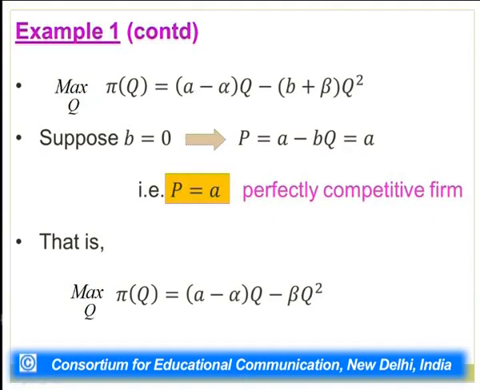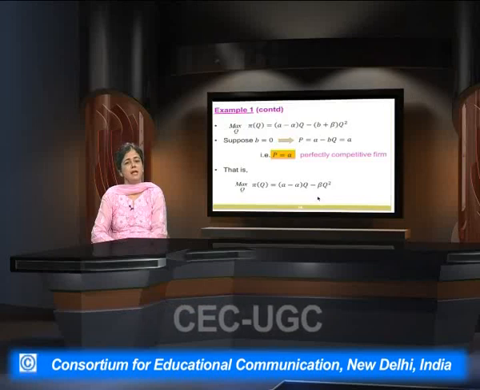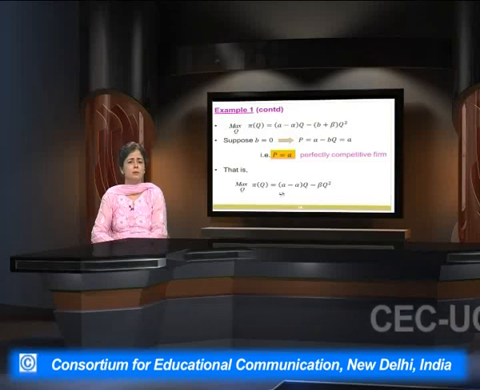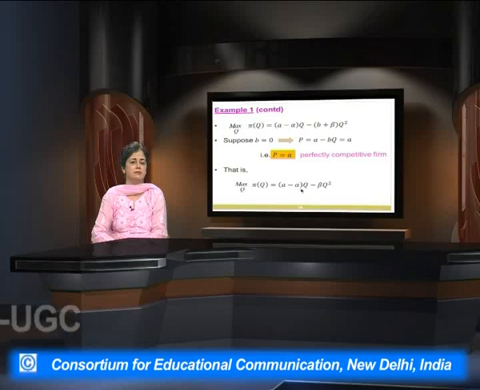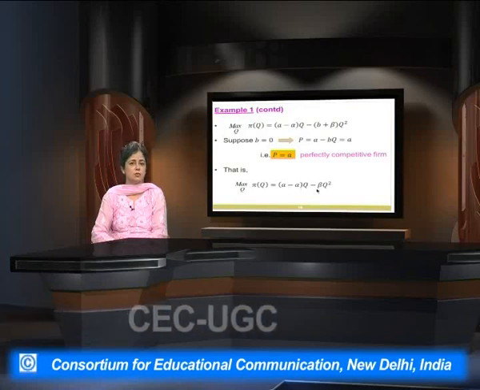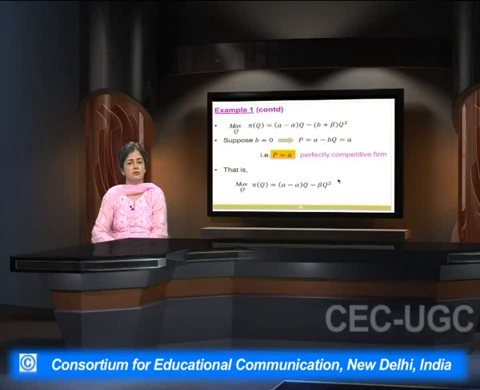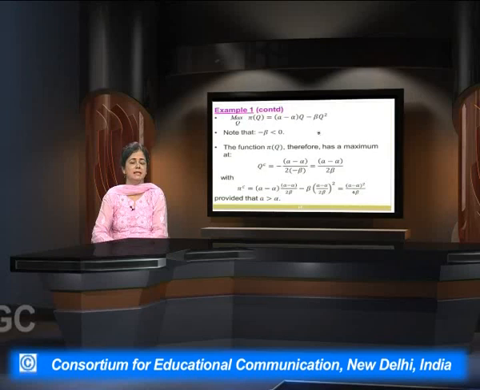So we have introduced 2 kinds of market structures for you today. In case you haven't done any microeconomics, I have attempted to make you familiar with the term monopoly, where you have a single seller in the market, and I've also introduced the term perfectly competitive firm for you, where the firm takes the price as given. It is P equal to A. Now here, if B is equal to 0, our problem will become maximize (A minus alpha) times Q minus beta times Q square, because B has become 0 in the original objective function. So with this as the new objective function, let's see what our optimization exercise will give us.